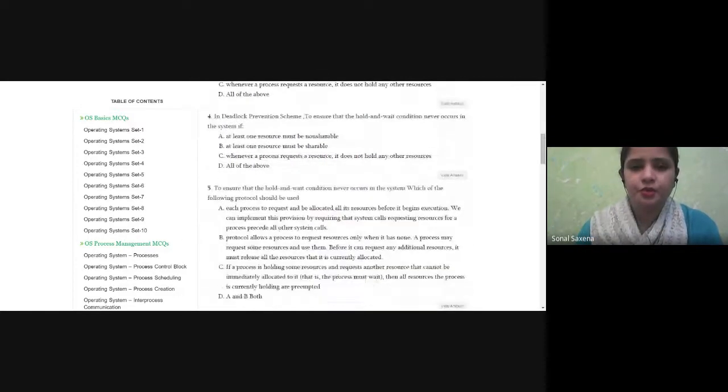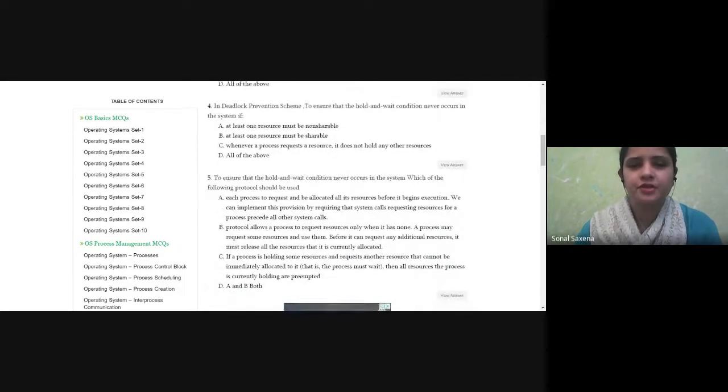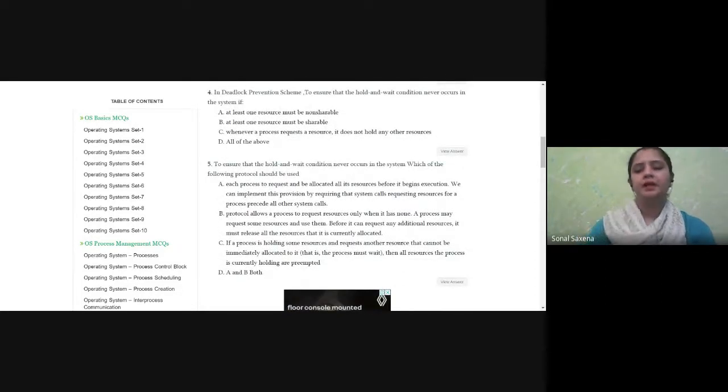I hope you were able to answer all these three questions. Now, let me take you to the next set of questions. This is question number 4. In deadlock prevention scheme, to ensure that the hold and wait condition never occurs in the system, at least one resource must be non-shareable, or at least one resource must be shareable, or whenever a process requests a resource it does not hold any other resources, or all of the above.